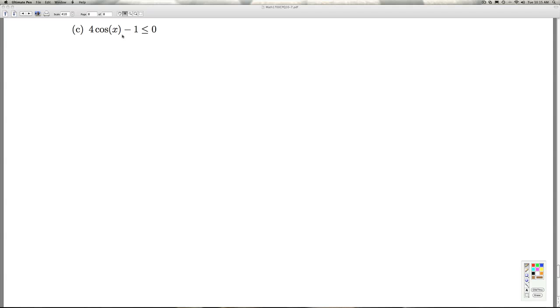Here we're looking at 4 cosine x minus 1 less than or equal to 0. We've already got everything on one side and 0 on the other. So I'm going to go ahead and let that be my f of x. And so I need to look for domain issues, and there are none. And then I look for the zeros.